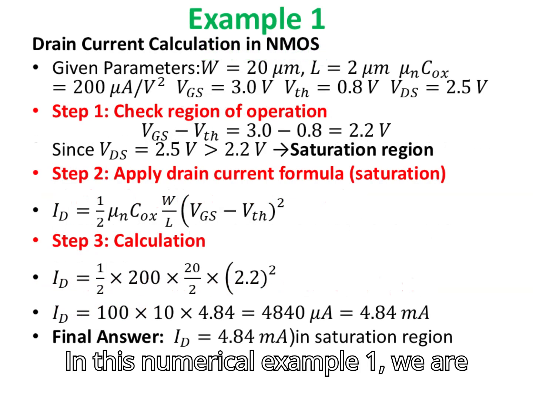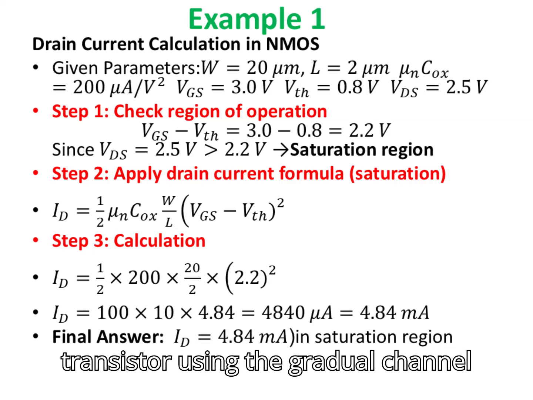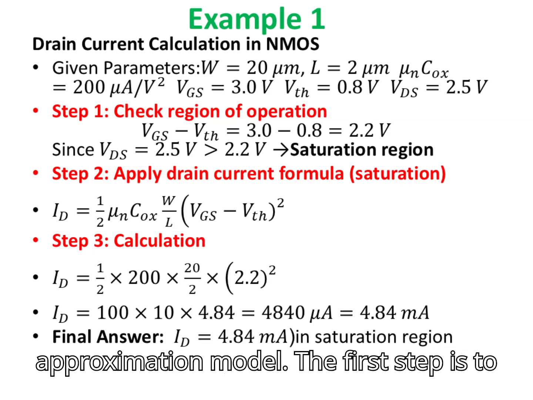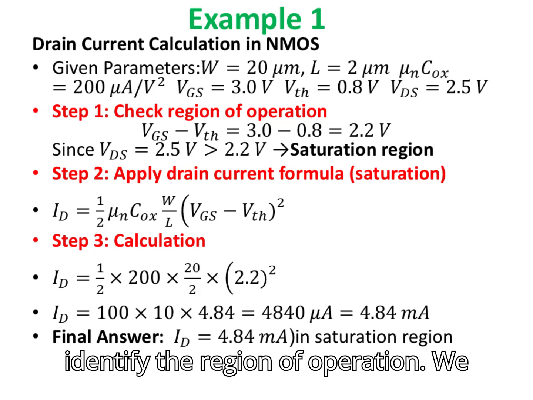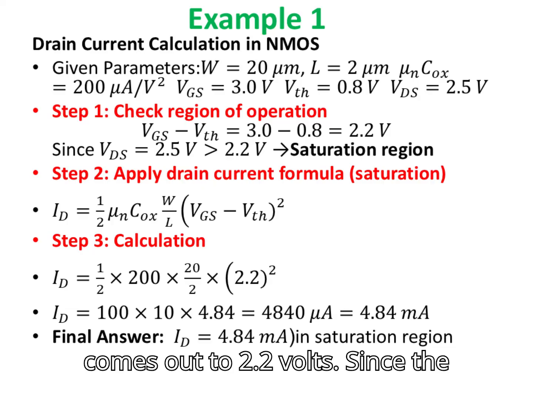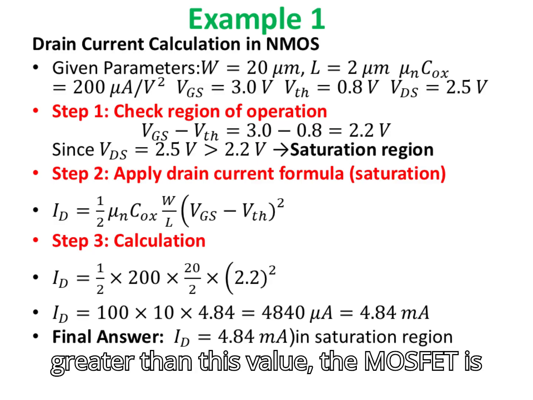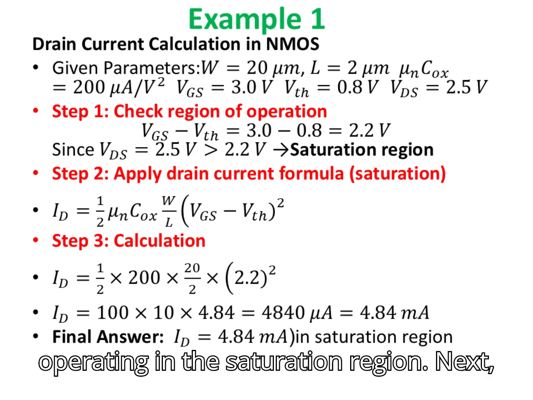In this numerical example 1, we are calculating the drain current of an NMOS transistor using the Gradual Channel Approximation model. The first step is to identify the region of operation. We calculate VGS minus Vt, which comes out to 2.2 volts. Since the applied VDS of 2.5 volts is greater than this value, the MOSFET is operating in the saturation region.